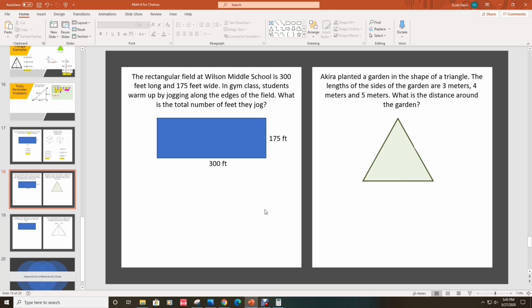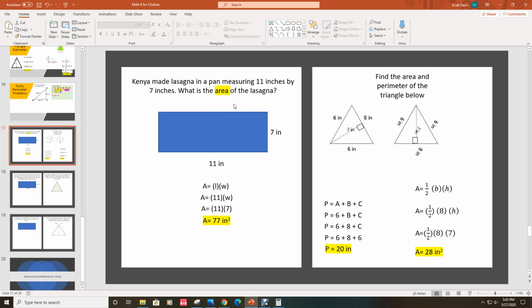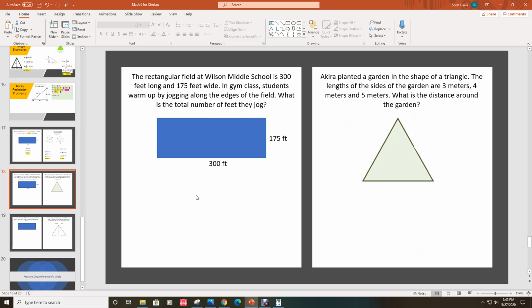The rectangular field at Wilson Middle School is 300 feet long and 175 feet wide. In gym class, students warm up by jogging along the edges of the fields. What is the total number of feet they jog? We should talk about this one. You know why? Because in this word problem, you've labeled your parts and you've drawn your picture, which is great. But now we have to decide, what are we looking for? Because it doesn't straight up ask us. This one did. What's the area of the lasagna? This question just asks us, what's the total number of feet they jog?